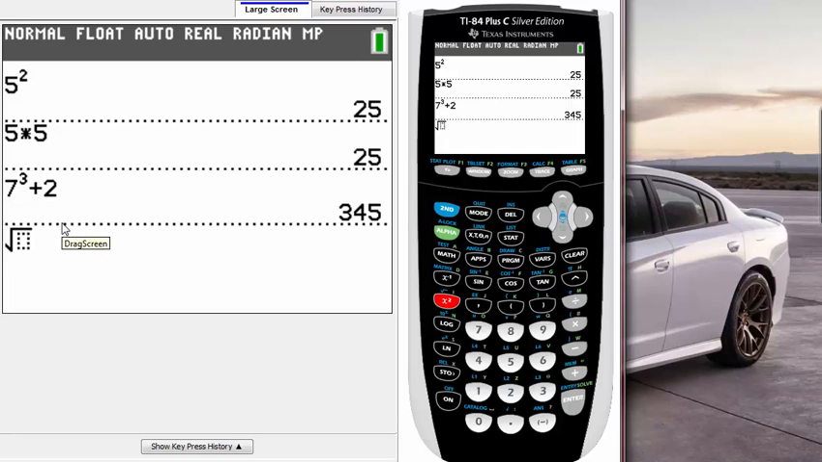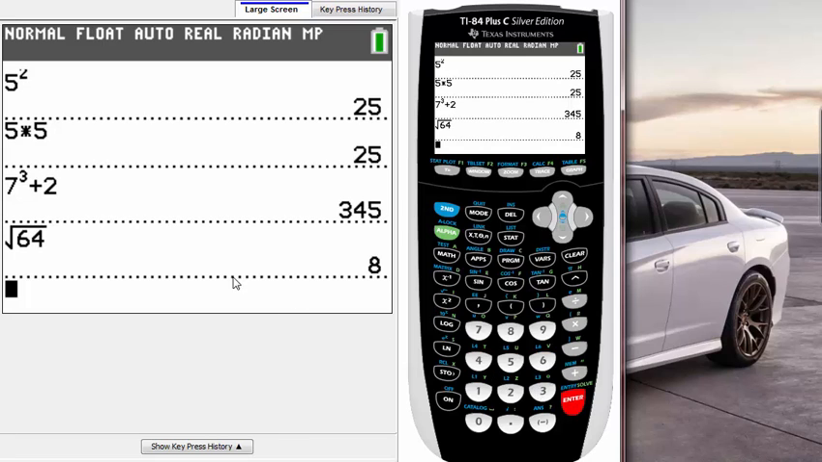Notice there's a square root. So what would be the square root of 64? It would be 8. So that's how we use square roots.